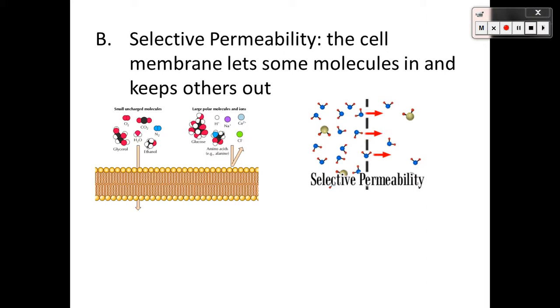Various other things that can pass through might be some glycerol or some ethanol. These guys could pass on through the membrane. However, the membrane is very selective, so it will only allow these small uncharged molecules to come through. But these larger polar molecules, like different ions that you see over here, like sodium ions and calcium ions, or glucose or amino acids, it's not going to let those guys pass through without some help.